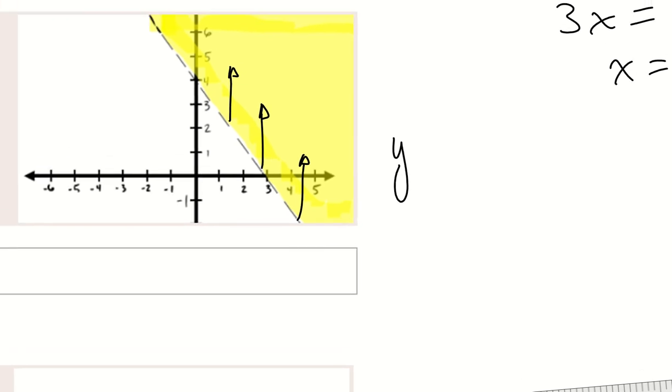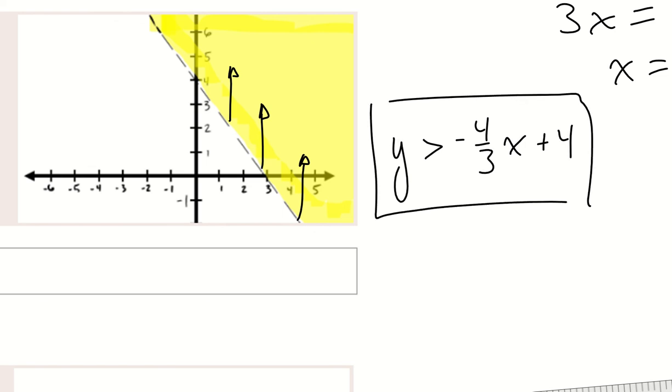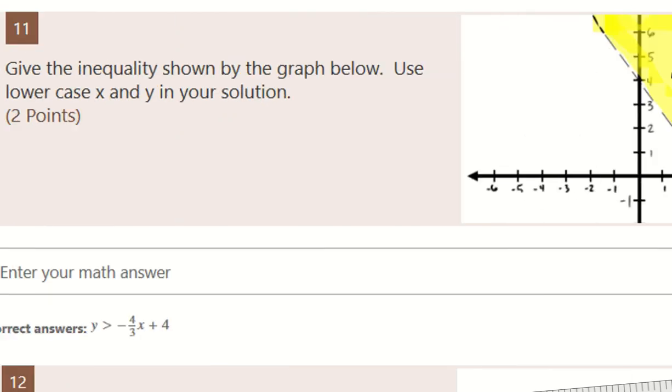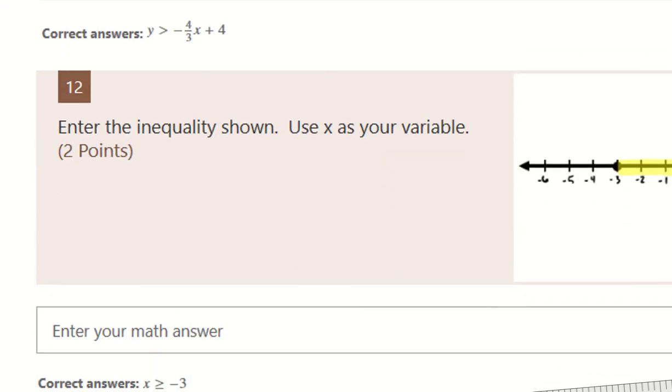So I'm going to say y values are larger than, and then what's the equation of this? What's the expression that generates this line? Well, the slope of that is apparently down 1, 2, 3, 4 over 1, 2, 3. So the slope is negative 4/3 times x, and my y-intercept is plus 4. So y is strictly greater than negative 4/3 x plus 4.